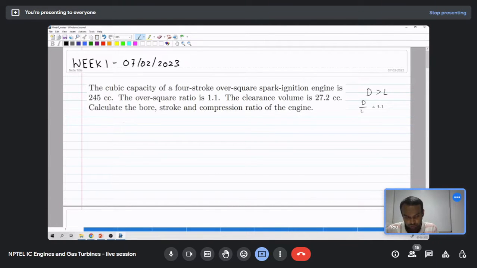Now starting with the displacement volume, so we have displacement volume equals pi by 4 D square L.